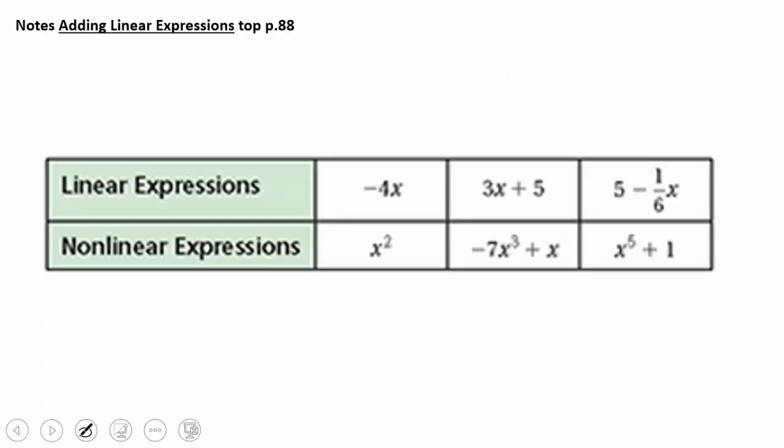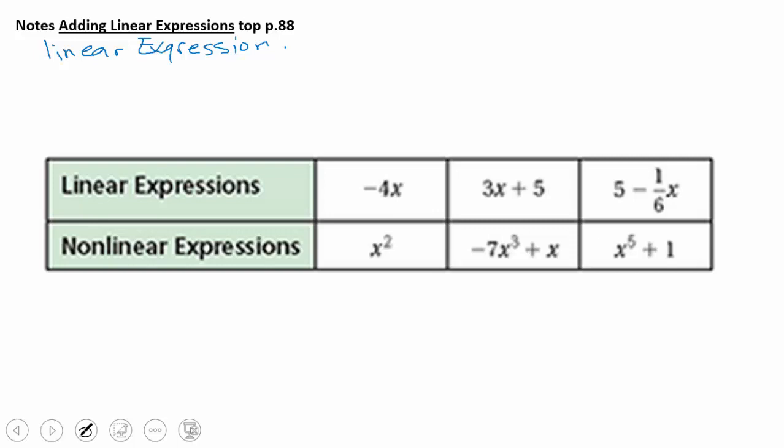The first thing you should have taken down is the definition of a linear expression. A linear expression has to have a variable with an exponent no greater than 1. And remember, if you don't see the exponent, what is it equal to? That's right. If you don't see it, it's 1.